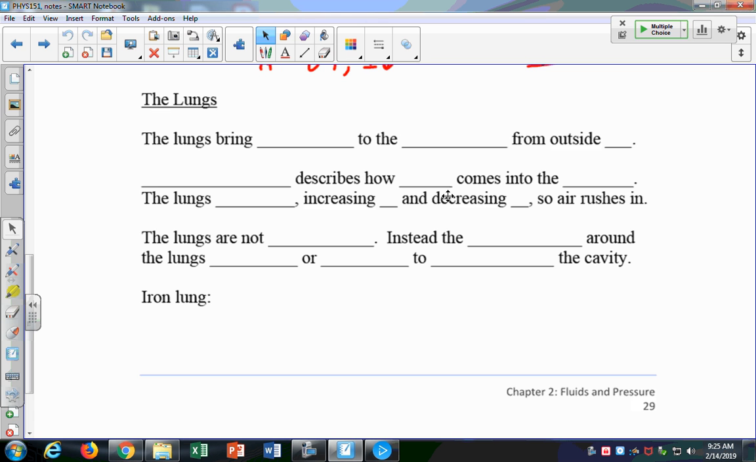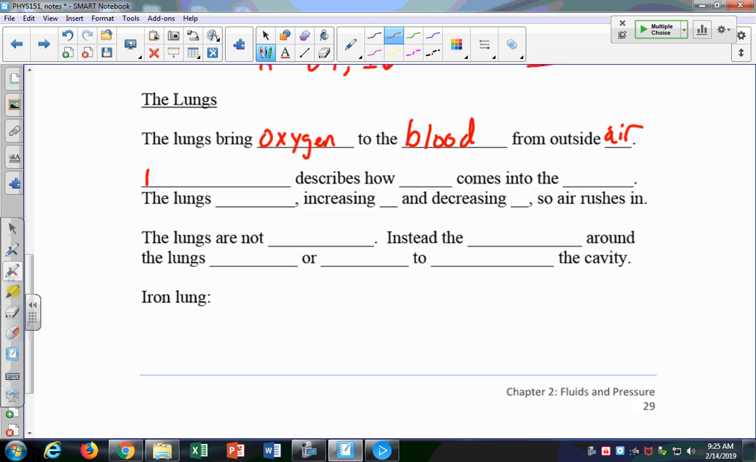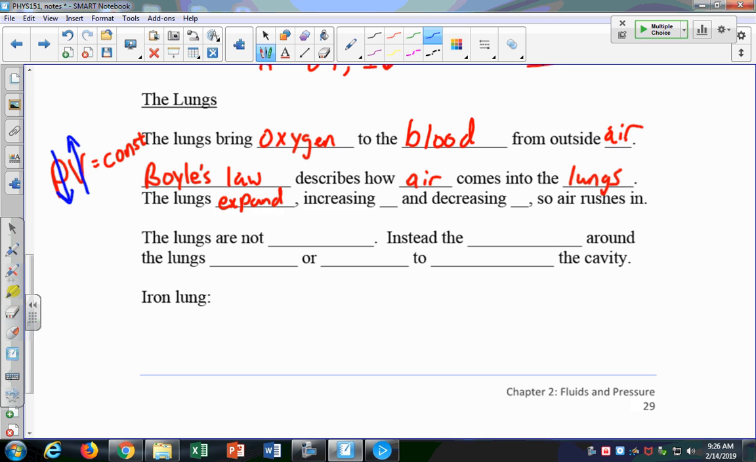All right. So the lungs bring oxygen to the blood from outside air. And we've talked about this, but Boyle's law describes how air comes into the lungs. The lungs expand. Remember Boyle's law, PV is constant. And so if V gets big, that means the pressure inside the lungs decreases, and so all that high pressure air outside of your lungs will rush into your lungs. So if the lungs expand, that increases V and decreases P, so the air rushes in.